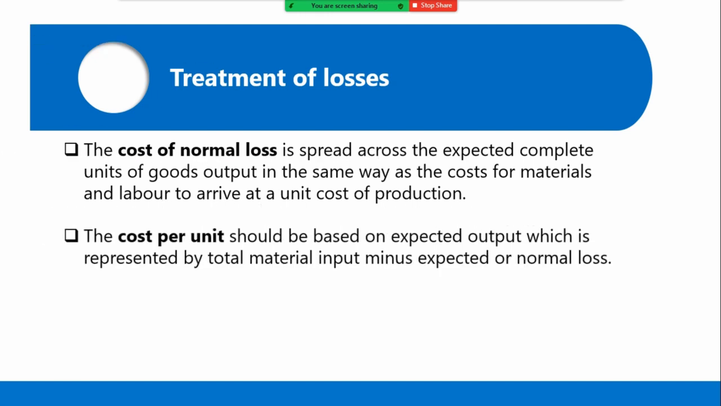The cost per unit is going to be based on expected output, which is represented by the total material input minus the expected or normal loss. So when you look at our formula for cost per unit, we base the cost per unit on the expected output. What do we expect as the output? What you expect as the output is what you input in the process minus what you expect to lose.